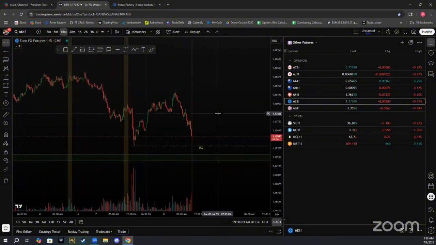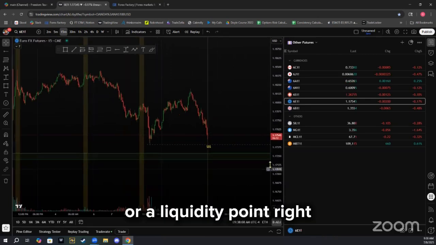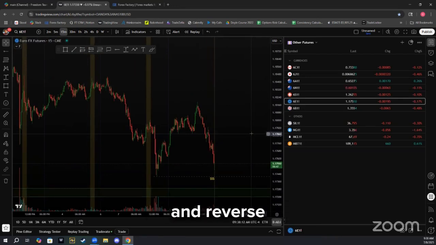So usually you want price to get to either a demand or a liquidity point, right? Because those are areas where price can bounce off of and reverse.